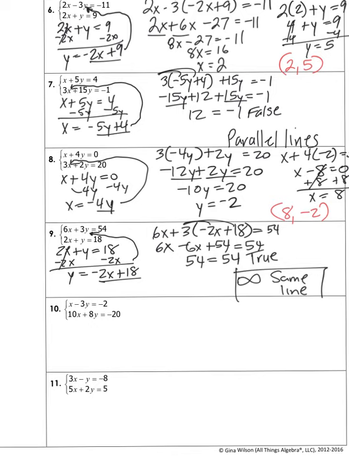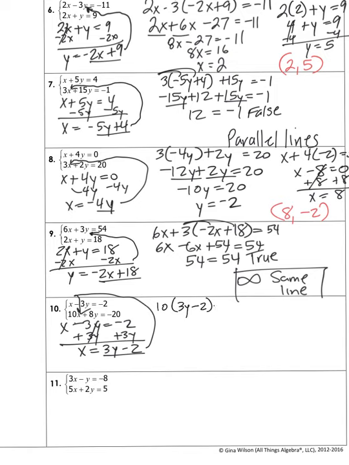Okay. Number 10. I'm going to solve the first one for x. Add 3y to both sides. X equals 3y minus 2. And then I'm going to take what x equals and plug it in for x in this second equation. So 10 times (3y minus 2) plus 8y equals negative 20.